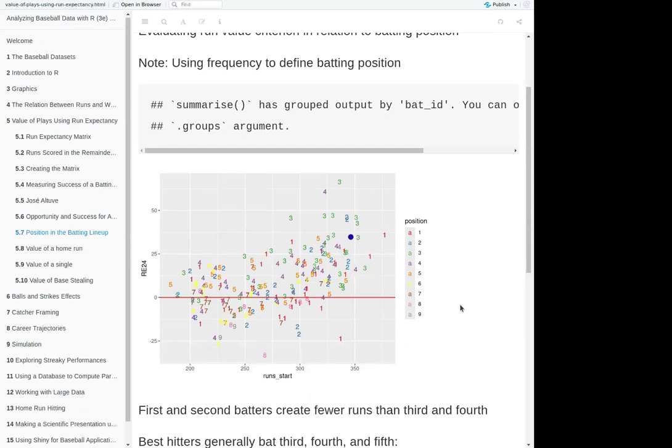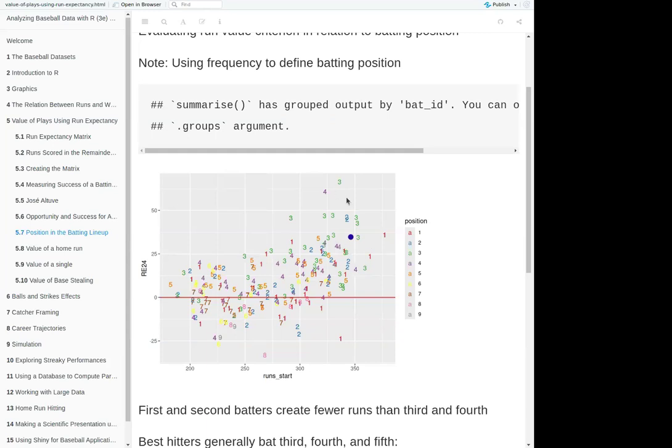So the book created a scatter plot with the numbers. I added colors for the numbers to make it a little more visible and differentiate those numbers a little bit. And we can see here in red and blue, most of our first and second batters create fewer runs than our third and fourth, which makes sense given the opportunities that are available. This line in red here is just 0, so we can easily differentiate between negative and positive here.